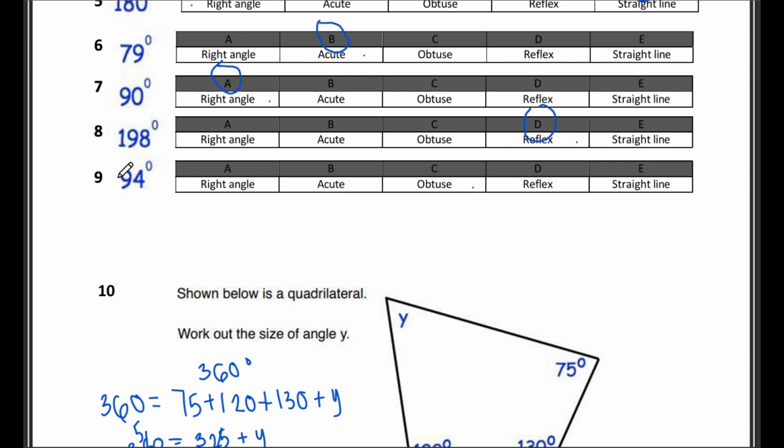Question 9. Emma measures an angle of 94 degrees. Match it to the correct type of angle. The options are option A, right angle, option B, acute, option C, obtuse, option D, reflex, and option E, straight line. The answer is option C, obtuse. An obtuse angle is any angle that measures greater than 90 degrees but less than 180 degrees.